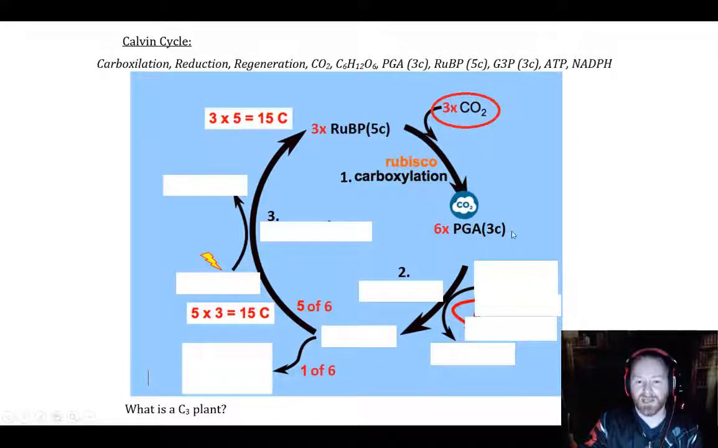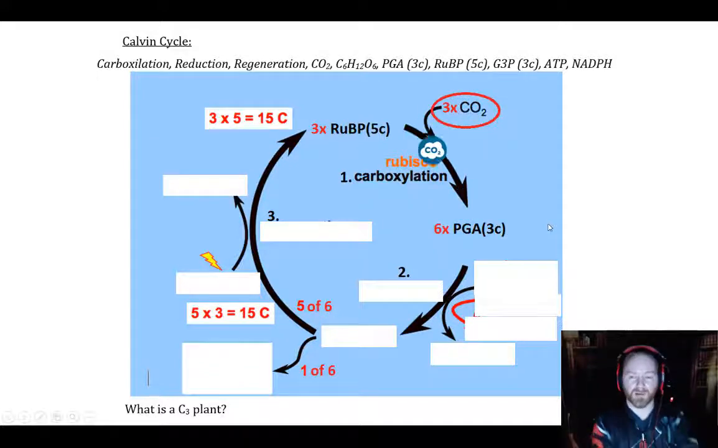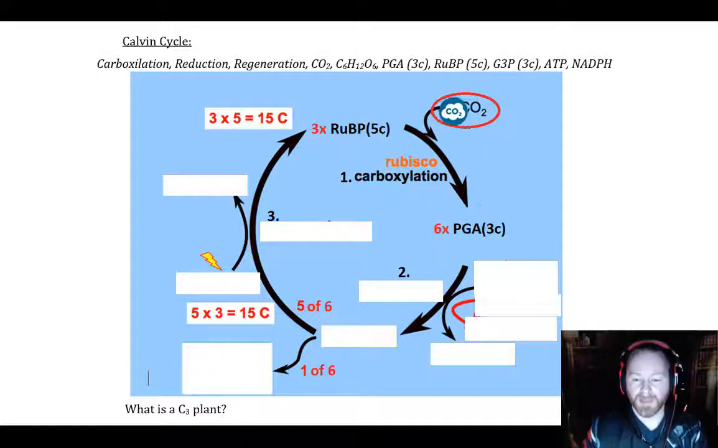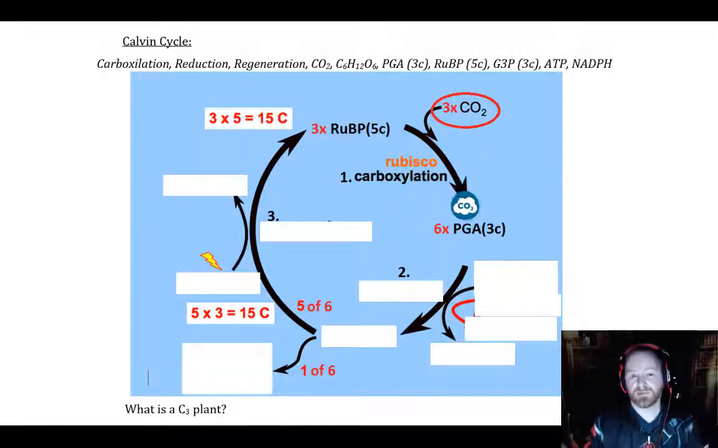Plants that use PGA are called C3 plants, and that's just kind of a stereotypical plant that we use with photosynthesis. It's just a 3-carbon, C3 plant, meaning carbon 3 plant. And this is temporary storage. This first process is called carboxylation. Rubisco attaches carbon to RuBP to form PGA.